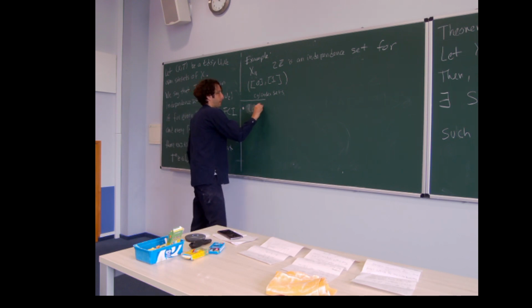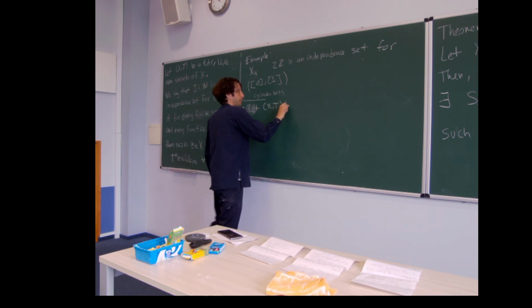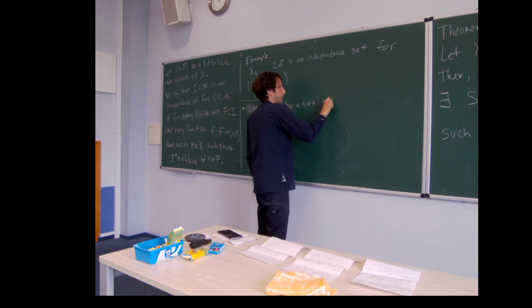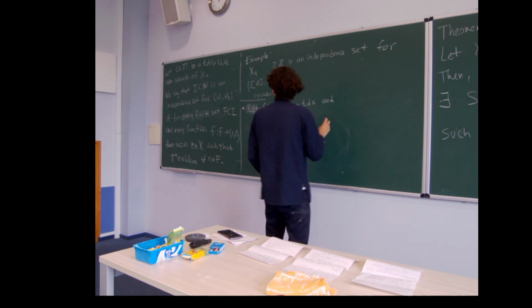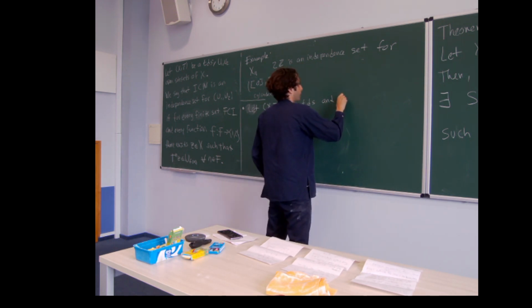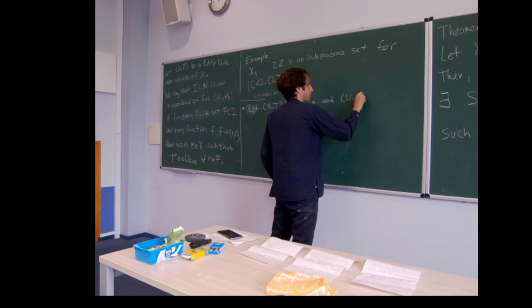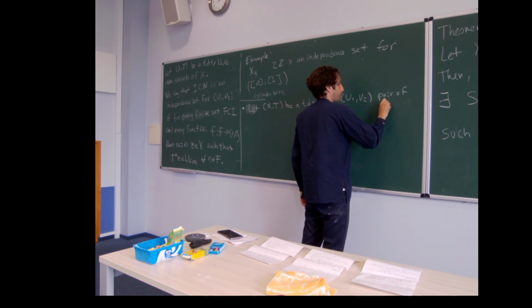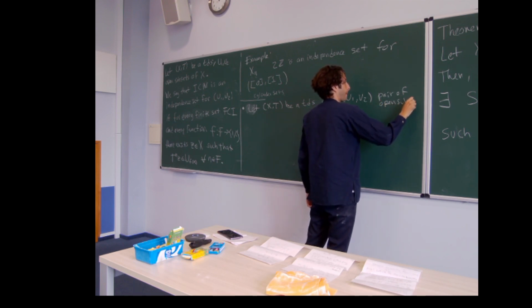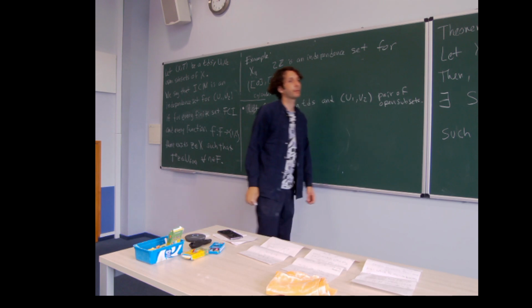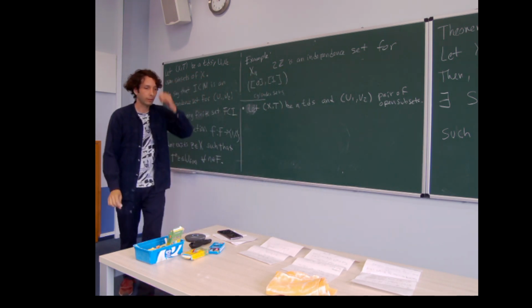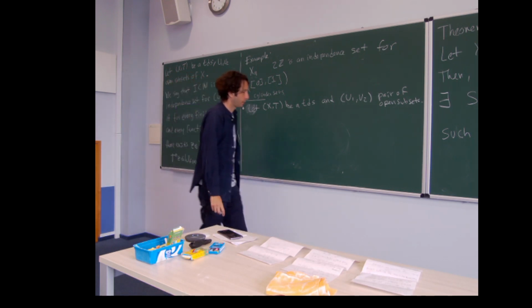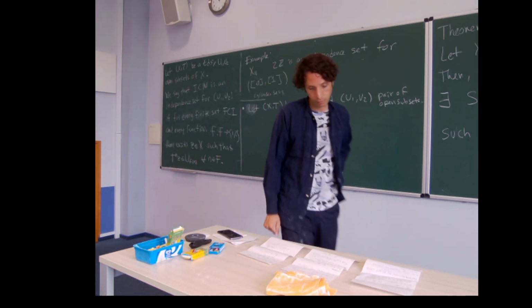So let X, T be a topological system, and you want a pair of open subsets. We say, okay.